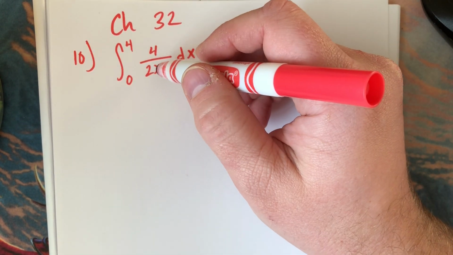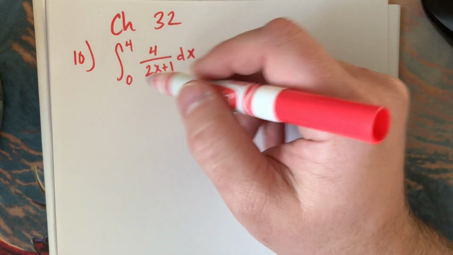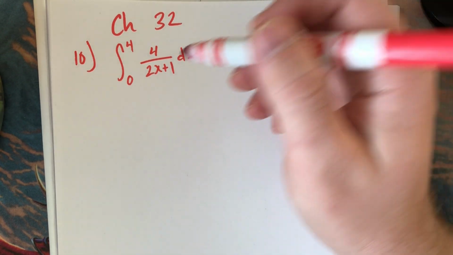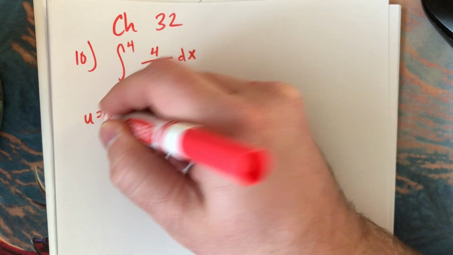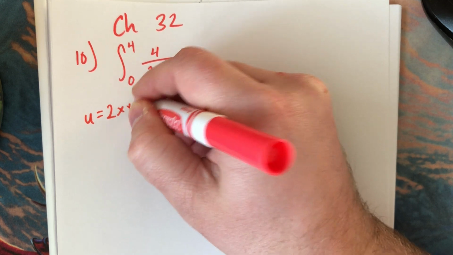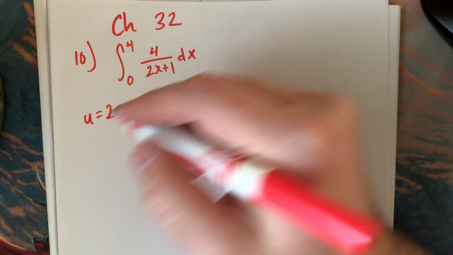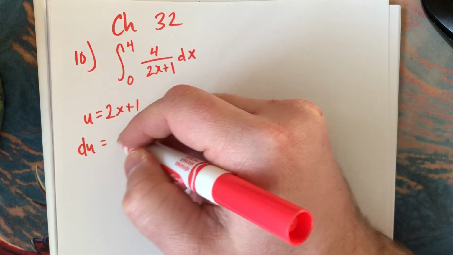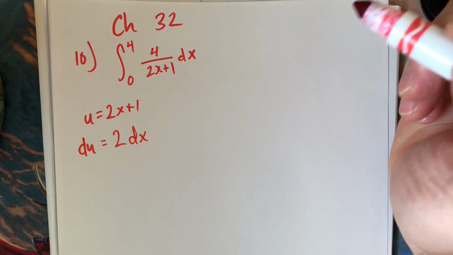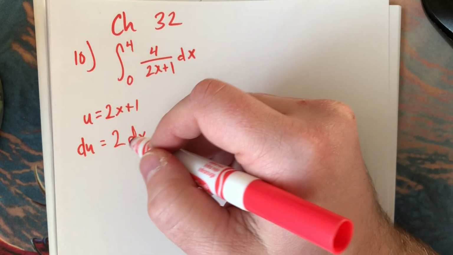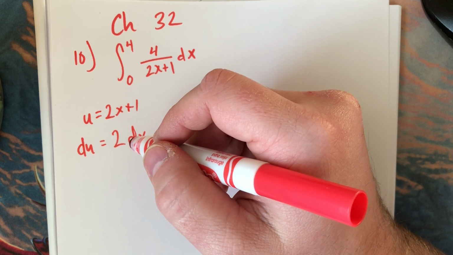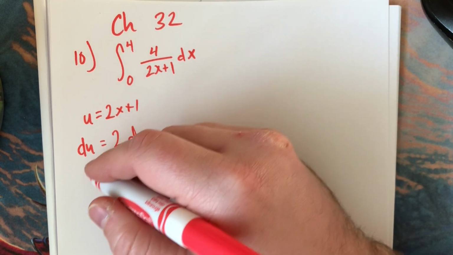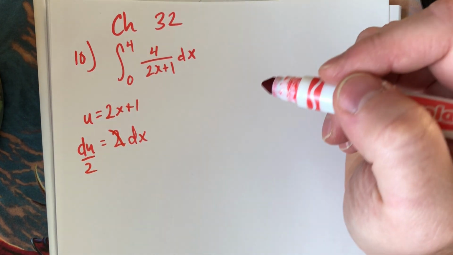So I see x is on the bottom and the top's just a number. I'm guessing I can just do regular u substitution, where I make the whole denominator u, and then when we do our du, we get 2 dx, and then I'll do my normal switcheroo. So I'll get du over 2 is equal to dx.